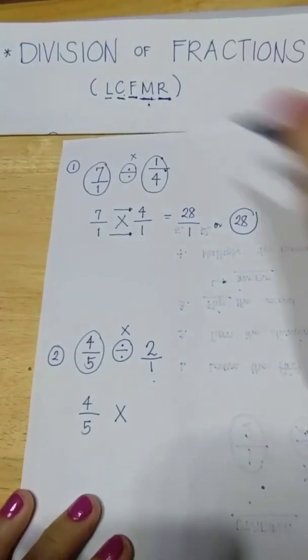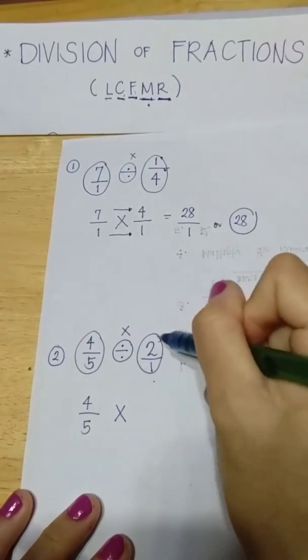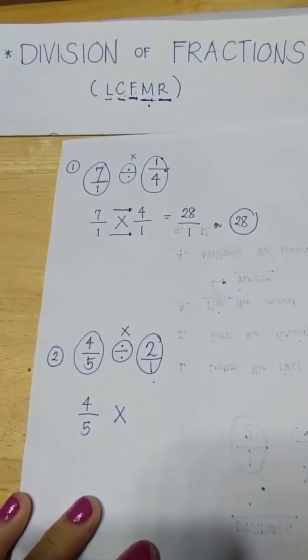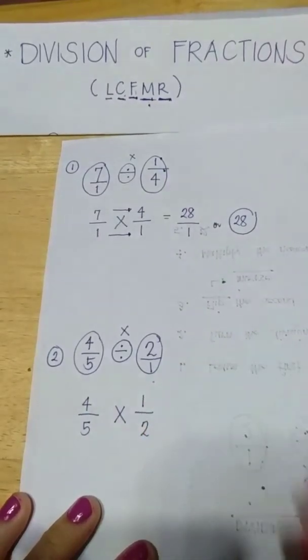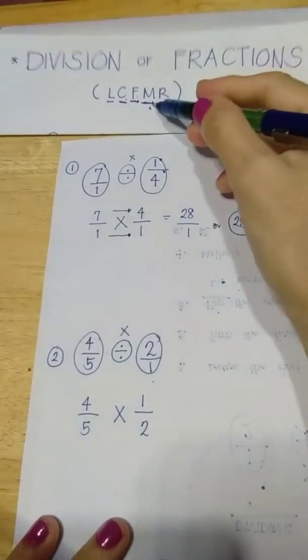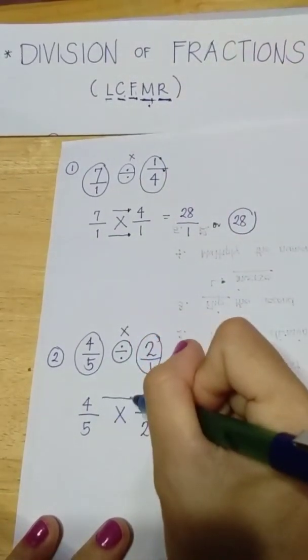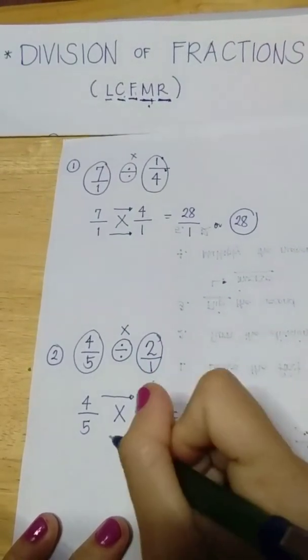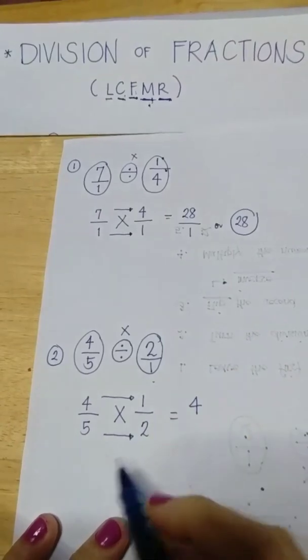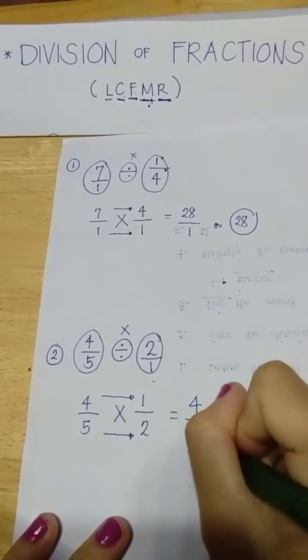Okay, next step is to flip or to find the reciprocal of the second fraction. So, ato na siyang balihon. So, mahimo na siyang 1/2. Okay, then proceed to multiplication. So, multiply the numerators. 4 times 1 is 4. Then, you also multiply the denominators. 5 times 2 is 10.